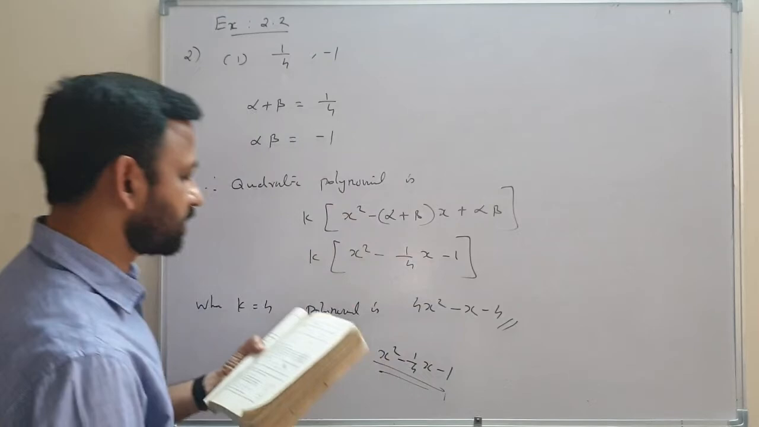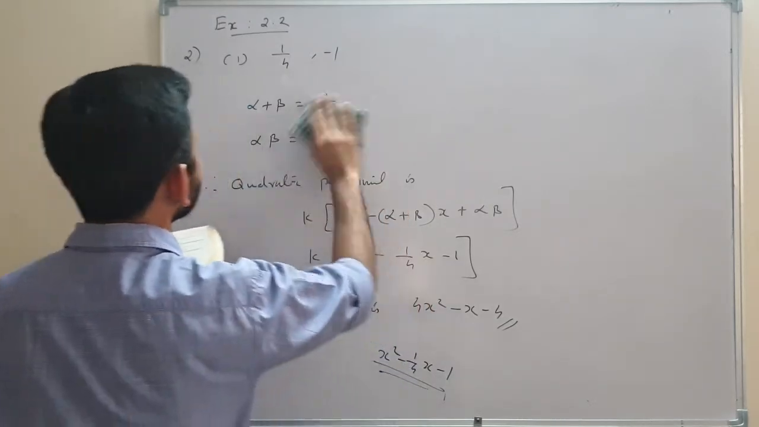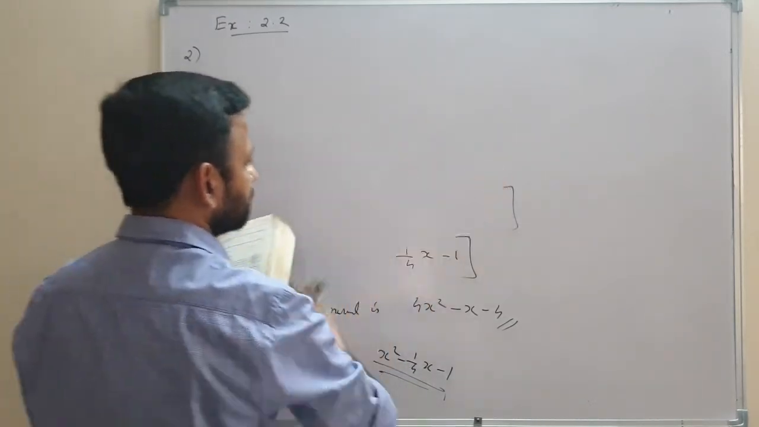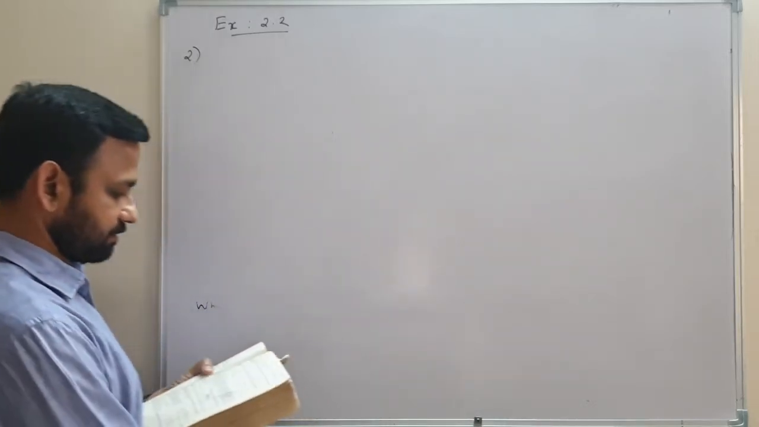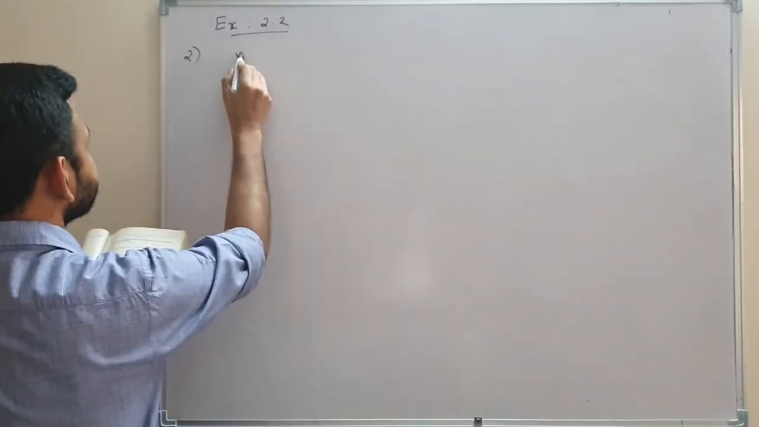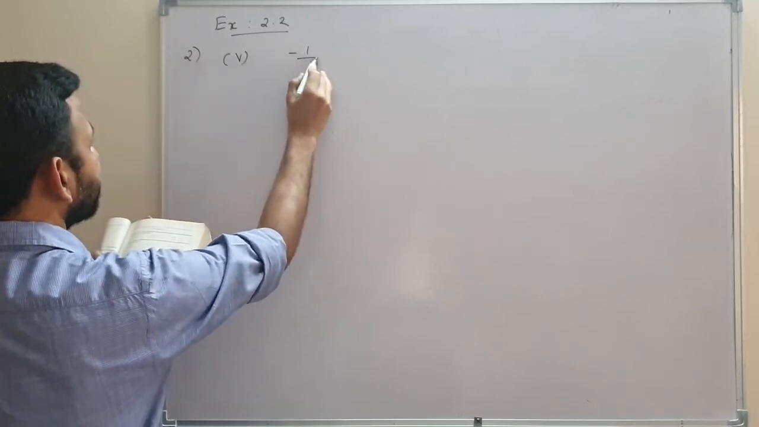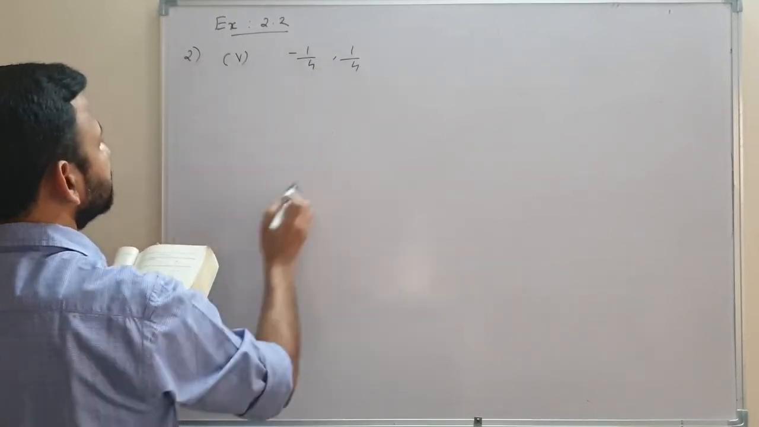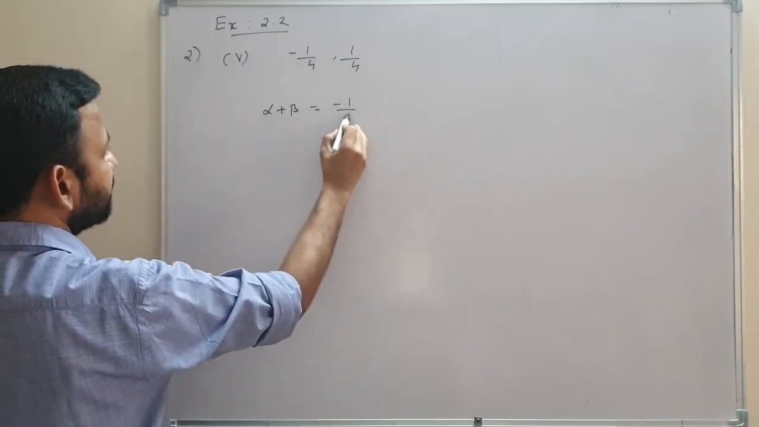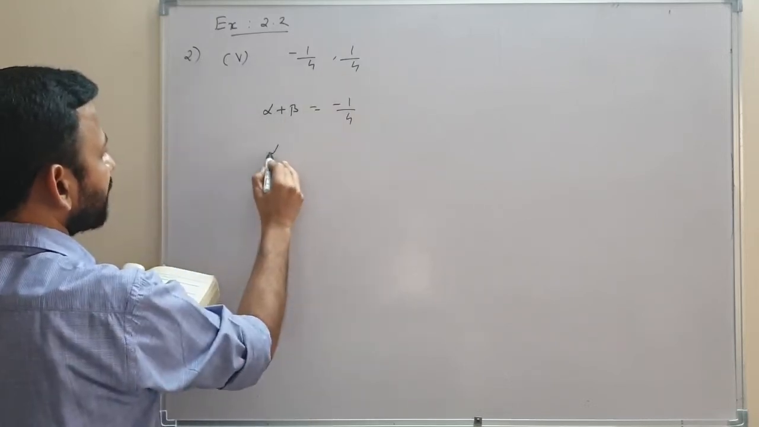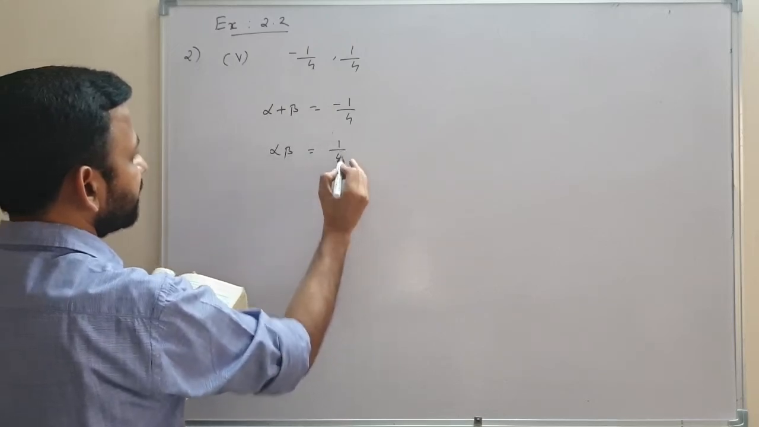Now we can do one more question. Second question, fifth part. Minus 1 by 4, 1 by 4. So here, the first number is the sum of the zeros. Alpha plus beta is minus 1 by 4. And the second number, the product of the zeros, alpha beta is 1 by 4.